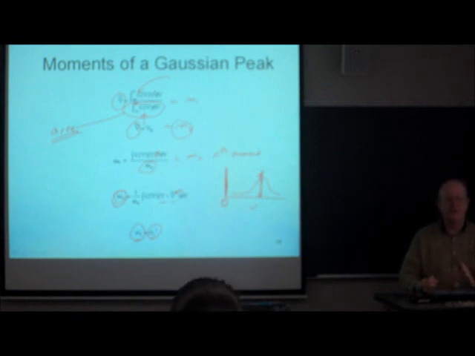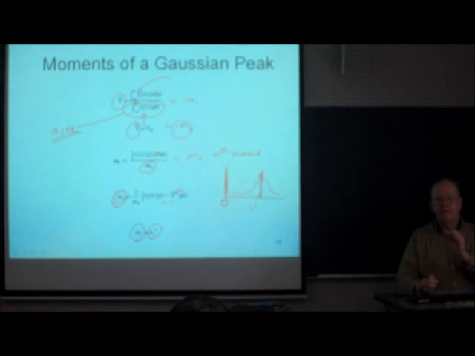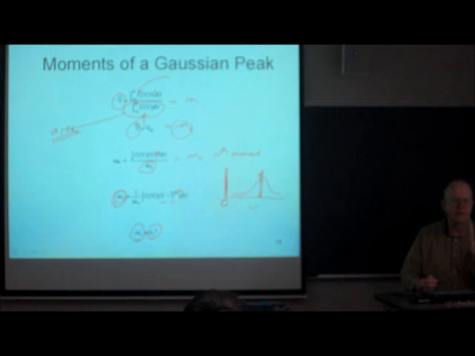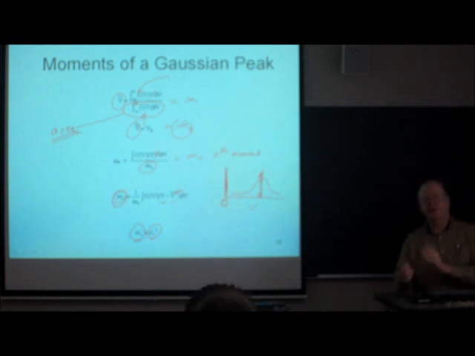The take-home messages here are the following. The first moment of a Gaussian peak is identical to its retention volume, Vr. The center of gravity and the position of the peak maximum exactly coincide. Not approximately. They are bang on. The second central moment about the center of gravity is the sigma squared of the Gaussian peak.